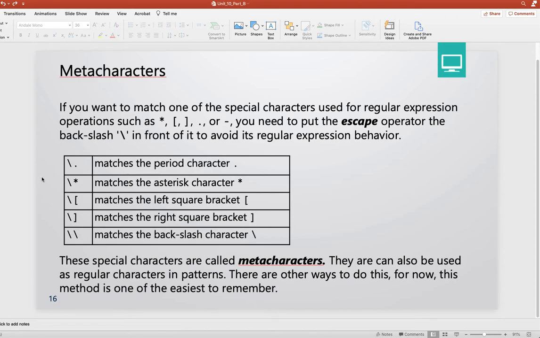However, if you want to match the star, for example, if you want to match this star in the string, you cannot directly put the star here. You must put a backslash before the star to avoid its regular expression behavior. Okay? So these special characters are called meta characters. They can also be used as regular characters in the patterns. There are other ways to do this. For now, this method is one of the easiest to remember. Okay?